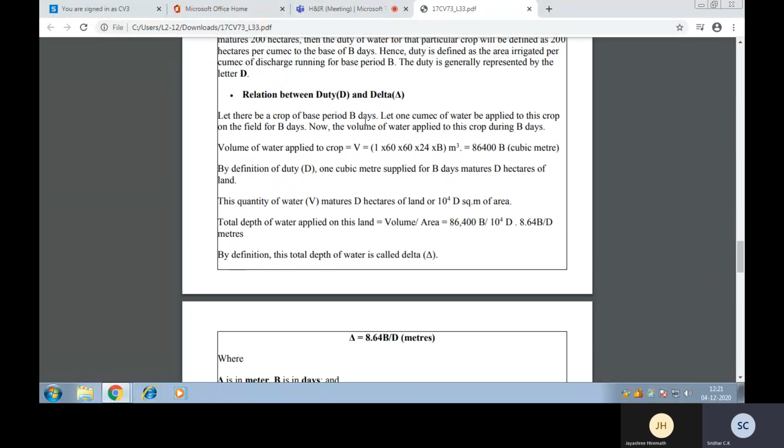Here, let the crop period be B, and let 1 cubic meter per second of water be applied to this crop on the field for B days. B means base period. Now, the volume of water applied to this crop during B days will be V equal to 1 into 60 into 60 into 24. This much volume of water is calculated for 1 day. 1 day means 24 hours.